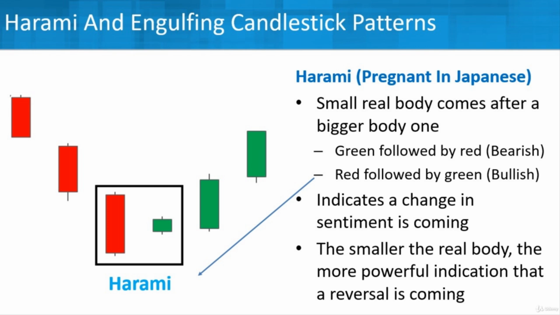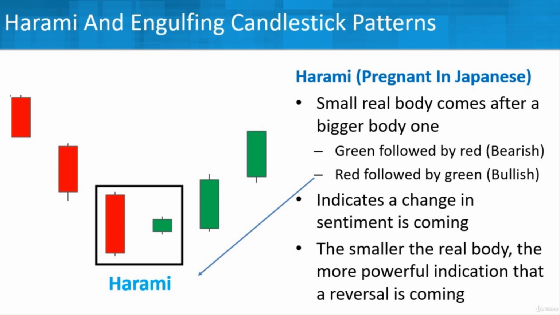If you look at the samples on the left there, you can see where a small real body comes after a bigger body before it. Here we have a long red candle, and then a short real body after it. You can almost imagine somebody being pregnant. That's the idea behind a harami: a small body coming after a big-bodied candle.